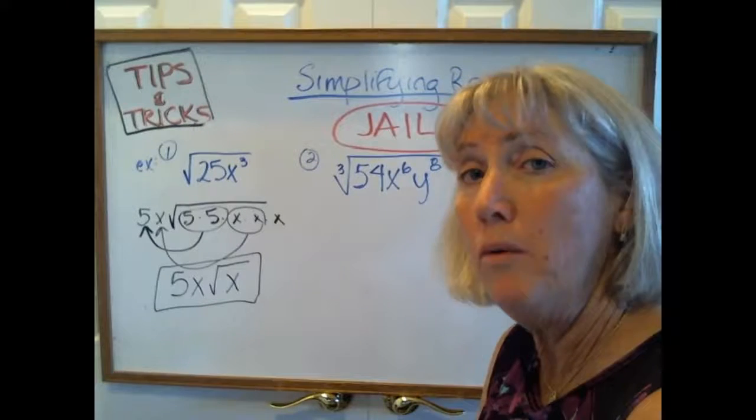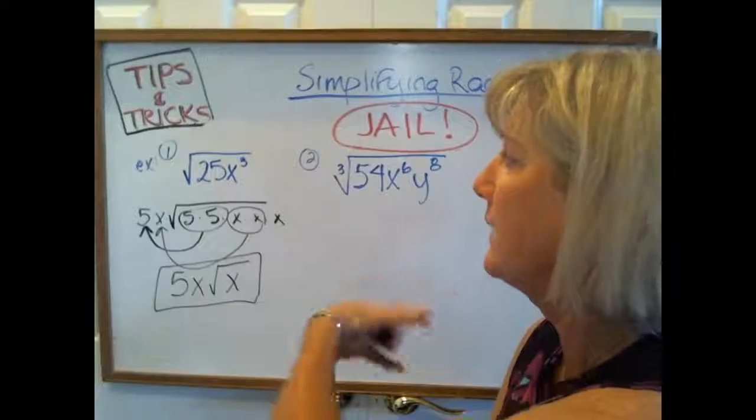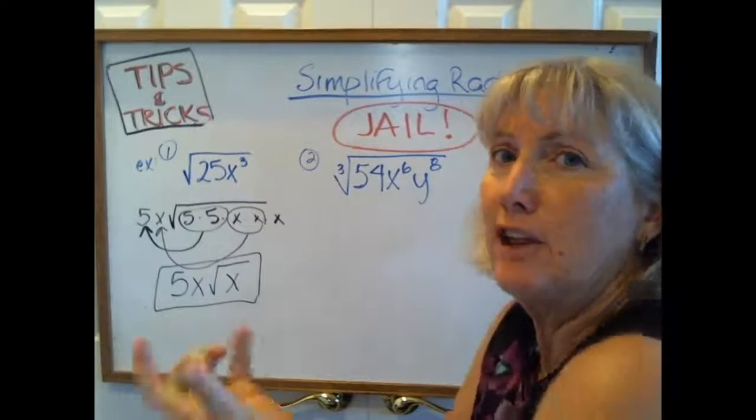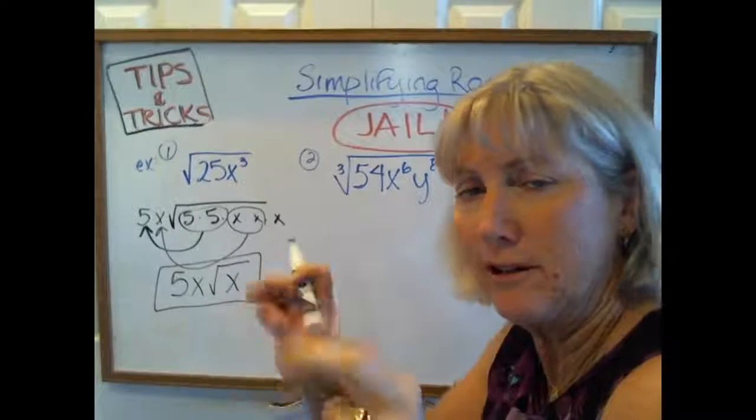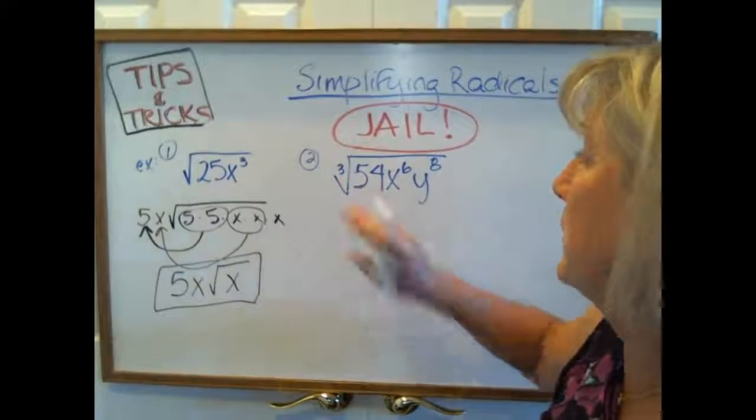And just a hint, you always need to simplify a radical. It's kind of like reducing a fraction. If you leave a radical like this, even if it's the correct answer, it's not the correct answer because it hasn't been simplified. So let's move on to this other example with a cube root.